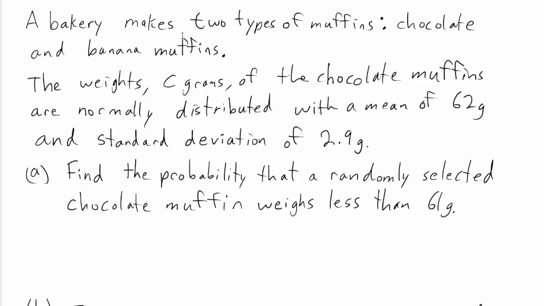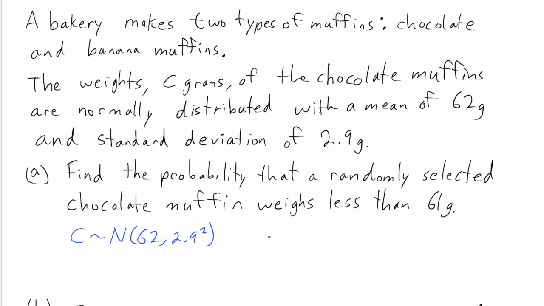This next question: a bakery makes two types of muffins, chocolate and banana muffins. The weights, C grams, of the chocolate muffins are normally distributed with a mean of 62 and a standard deviation of 2.9. Find the probability that a randomly selected chocolate muffin weighs less than 61. So that's pretty easy. C has a normal distribution with a mean of 62 and a standard deviation of 2.9.